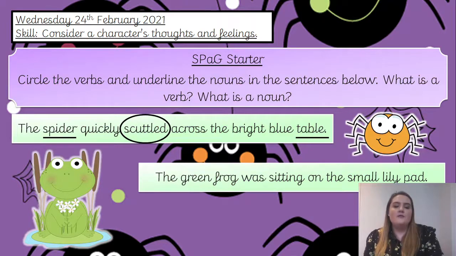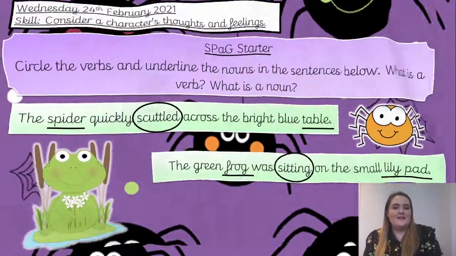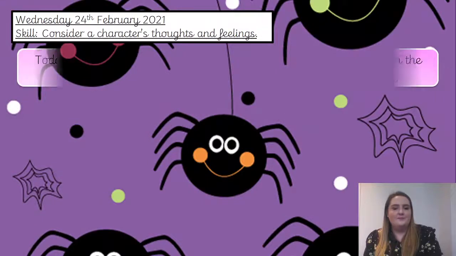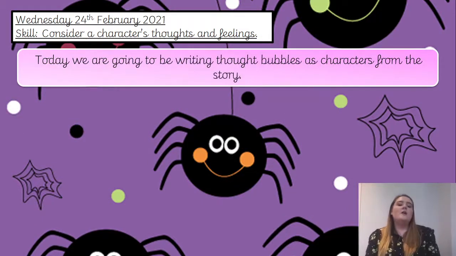Okay, next sentence then. The green frog was sitting on the small lily pad. What was the verb in that sentence? Excellent, sitting. So we've circled that verb. And what about the nouns in this sentence? Brilliant, frog and lily pad. Excellent work, Year 2. So today we are going to be writing thought bubbles as characters from the story.